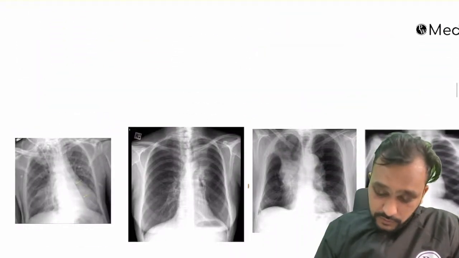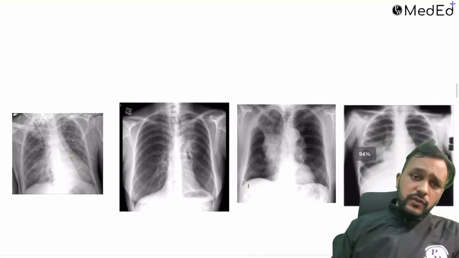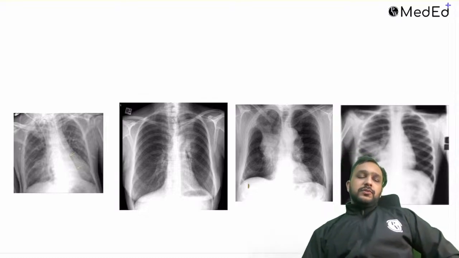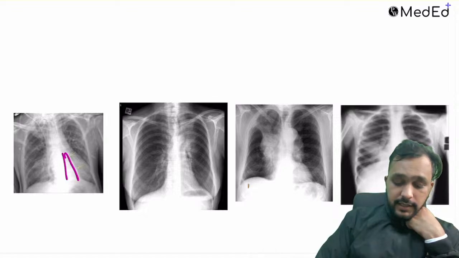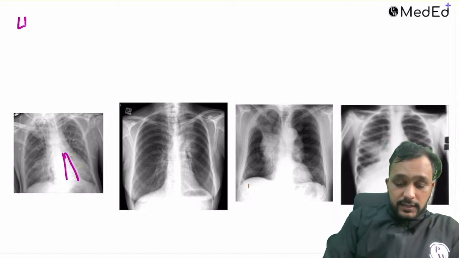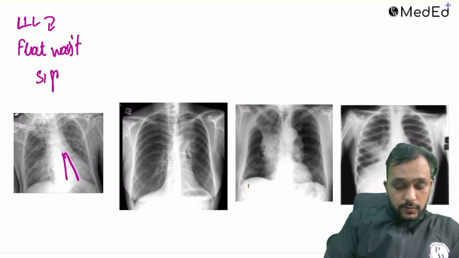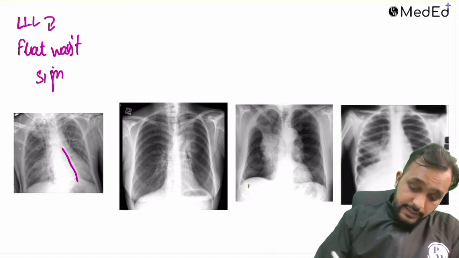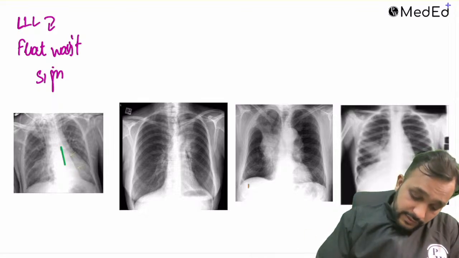Coming to important signs of collapse, named signs of collapse. That is also asked, right? If there is a homogeneous opacity in the left lower zone, collapse of the left lower lobe, this is your flat waist sign. You can see a homogeneous opacity in the retrocardiac area, and just remember, the retrocardiac area is one of the hidden areas of the lung.